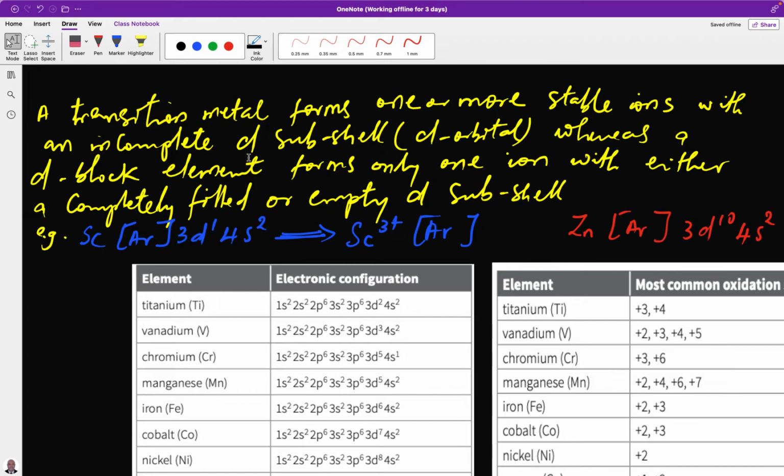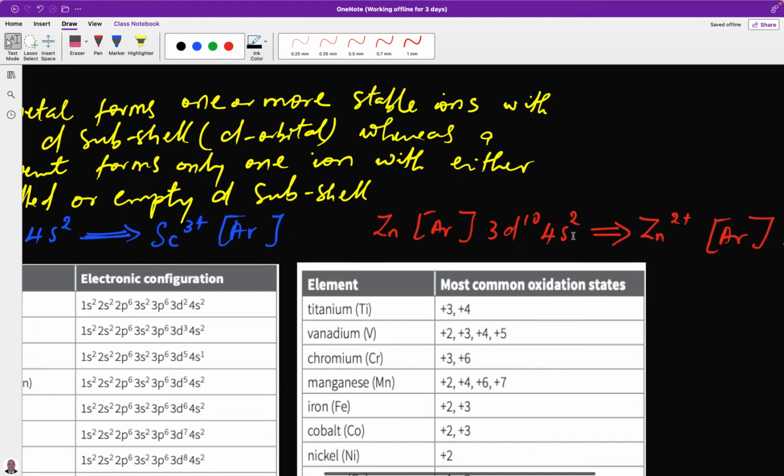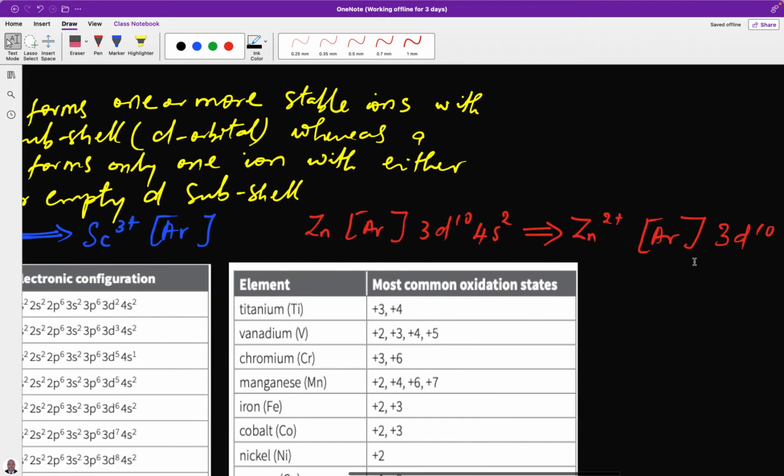For instance, I'm giving an example of scandium. Scandium has argon plus 3d1 and 4s2, and when it forms an ion, it forms only one ion with what? With an empty d, it has no d subshell. Then again, zinc has 3d10 and 4s2. Now, zinc forms an ion by losing all the 4s orbital electrons. So it has only 3d. So zinc forms zinc 2 plus with what? With a full d subshell.